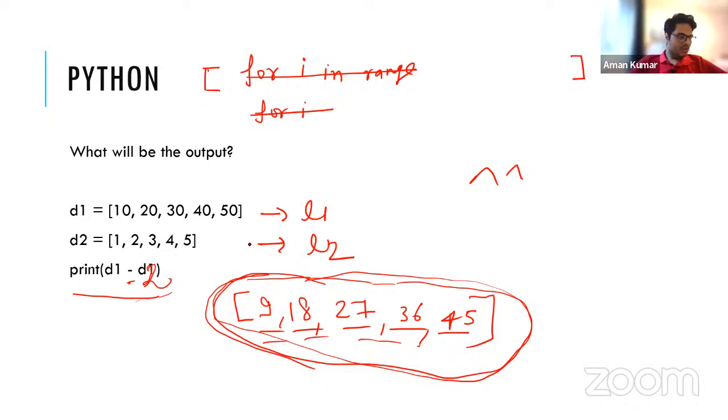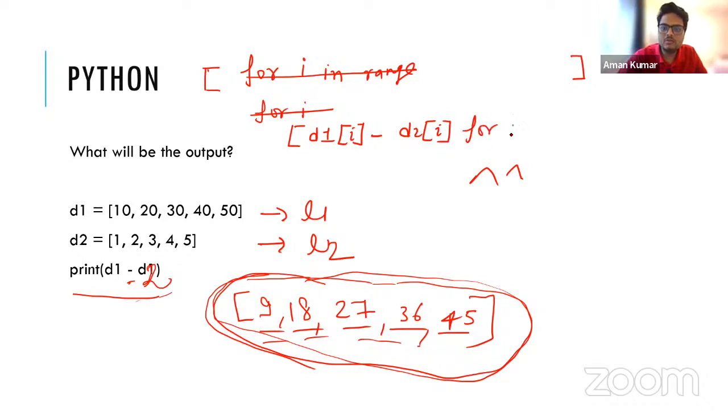D1[I] minus D2[I] for I in range of len of D2. See, I can't run it. Will it give the result to me? I mean, this is also a mix of list comprehension and loops. So tell me, will it give the result? Because I'm not running it. Map. So Kumar Anurag is saying one answer like this. He's saying D1[I] minus D2[I], for I in range, len of D2. Will it give me the result?